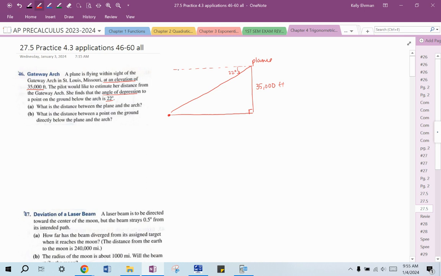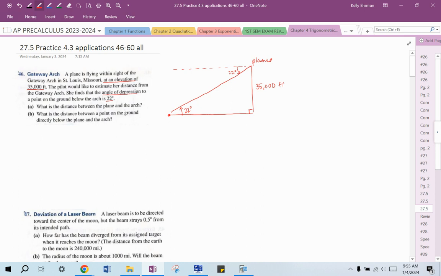And we talked about this in the notes. Angles of depression are alternate interior to angles of elevation. So I would like the angle to be in the triangle. So I just translate it down here. Most common mistake is putting it up here, 22 degrees. That would screw up your triangle.